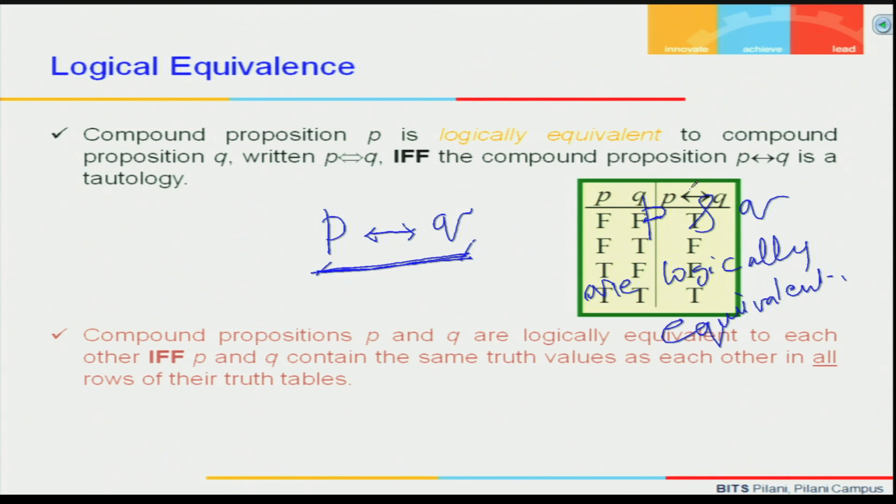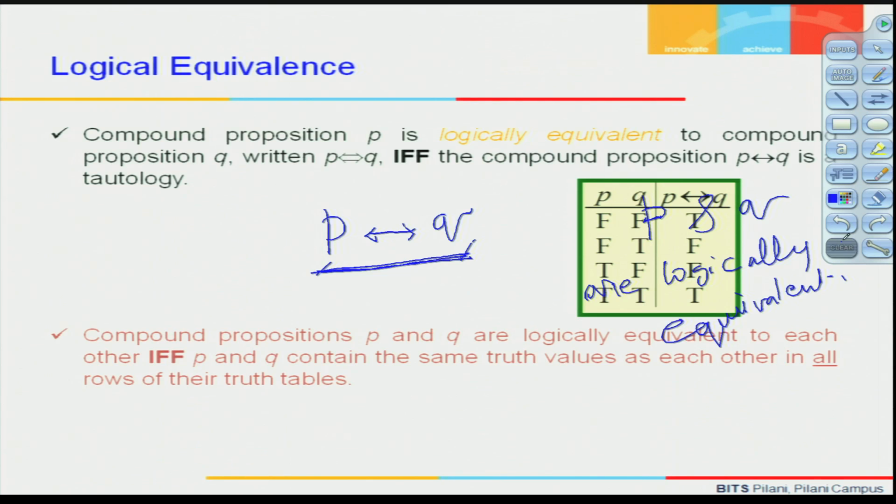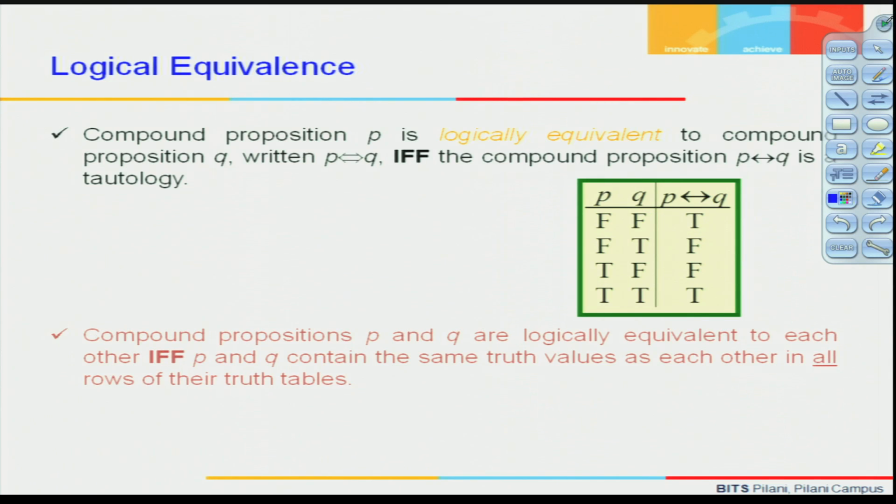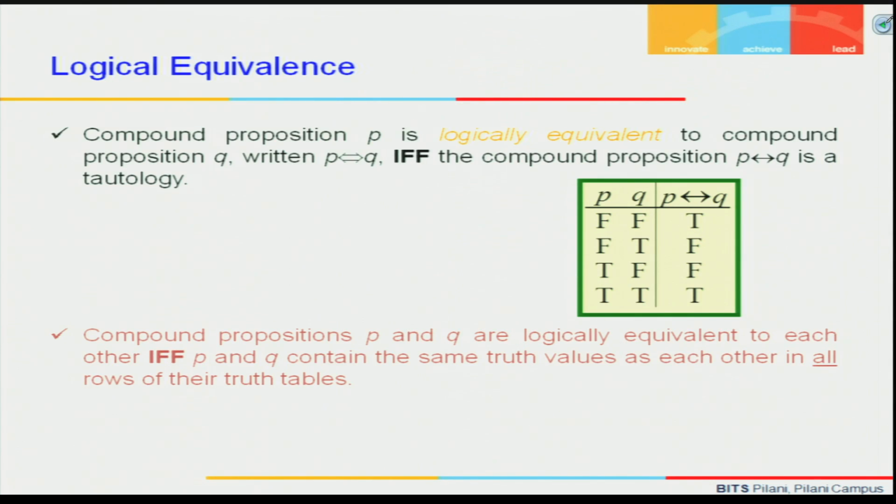And before that, I would like to go back and see how this operator if and only if has been defined in our previous lecture. If you remember, if P assumes false and Q assumes false, then P if and only if Q will take true as its truth value. This is how it is defined. Similarly, when P assumes false and Q assumes true, P if and only if Q takes false as its value.